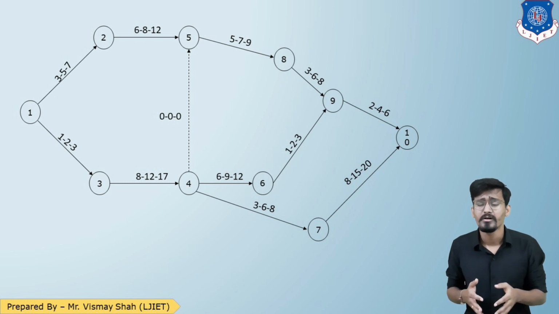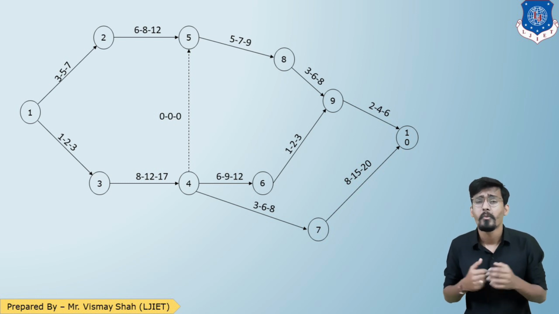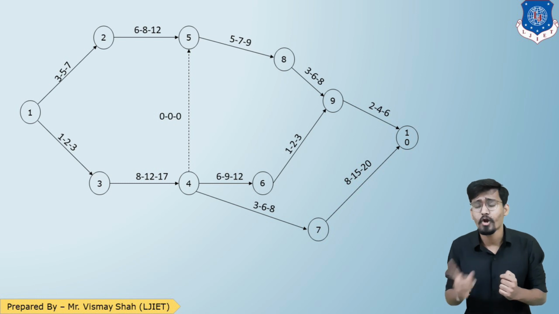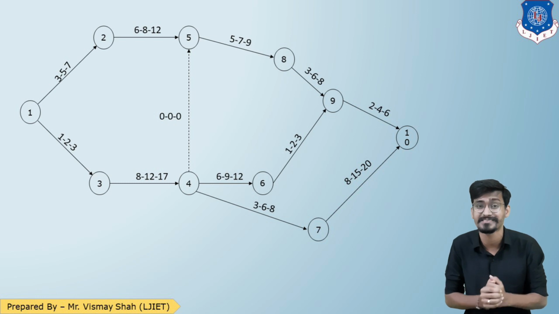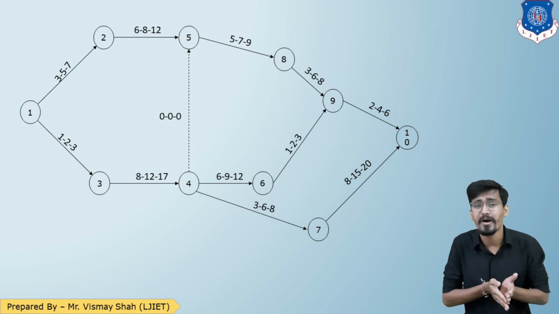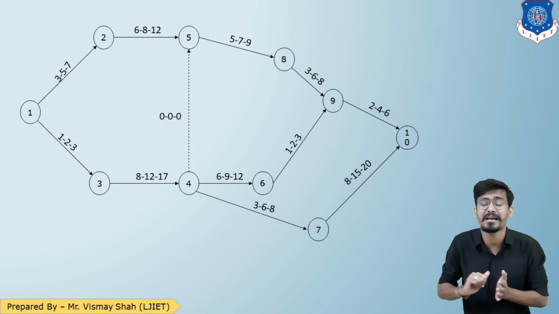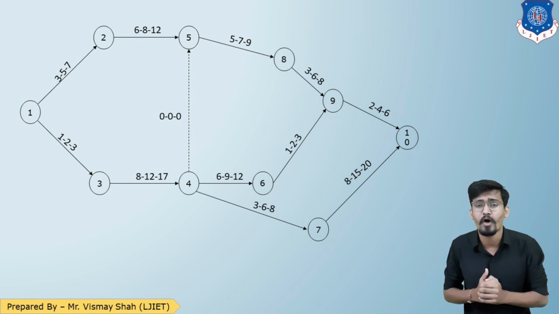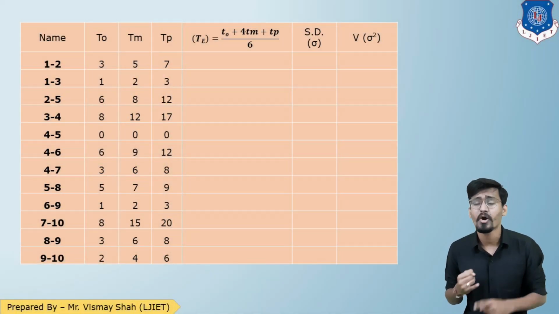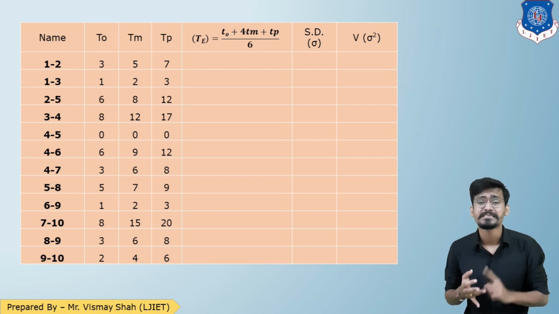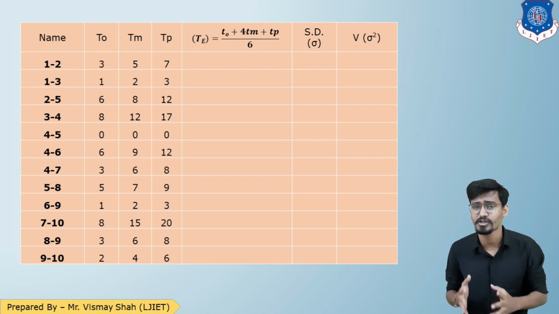But here in the PERT method, there are three time estimates, so we cannot directly do forward path analysis and backward path analysis. First, we need to convert from this three-time estimate to a single estimate, and for that we know the formula: TO plus 4TM plus TP divided by 6. So let us prepare the table. Here is the table having activity, TO, TM, TP, TE, standard deviation and variance columns.